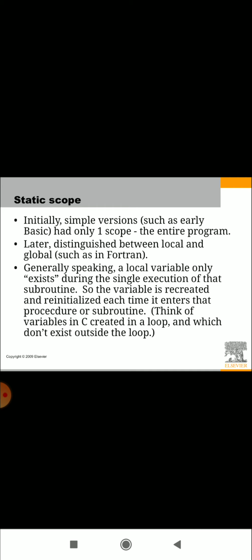Initially, simple versions such as early BASIC had only one scope, that is, the entire program. Later languages such as Fortran distinguished between local and global. Generally speaking, a local variable only exists during a single execution of that subroutine. So the variable is recreated and reinitialized each time it enters that procedure or subroutine. Think of variables in C created in a loop, which don't exist outside the loop.